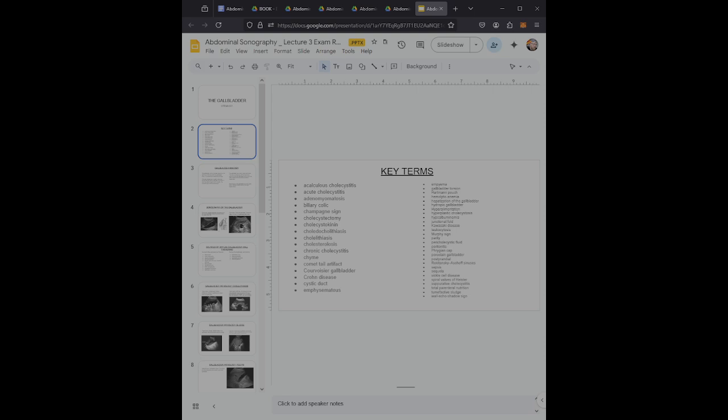Parity, the number of completed pregnancies that have reached viability. Pericholecystic fluid, fluid around the gallbladder. Peritonitis, inflammation of the peritoneal lining. A Phrygian cap, this is a gallbladder variant, where the gallbladder fundus is folded into itself. A porcelain gallbladder is calcification of all or part of the gallbladder wall. Postprandial is after a meal. Rokitansky-Aschoff sinuses are tiny pockets within the gallbladder wall.